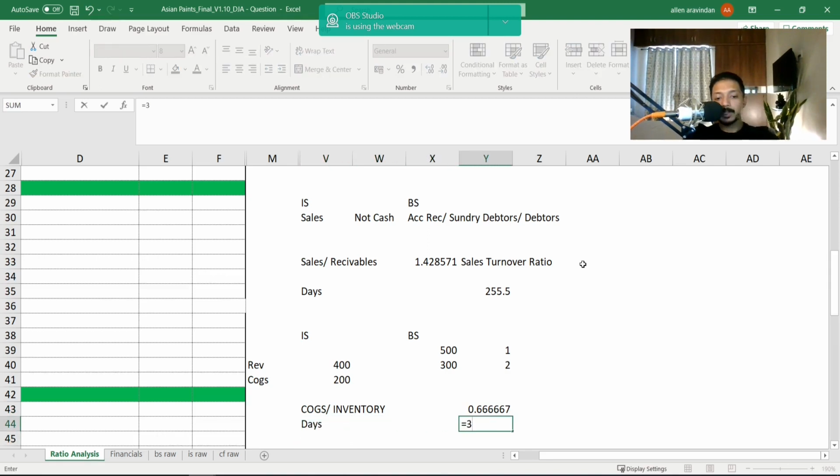So again, the same structure, 365 divided by the inventory turnover ratio, right? So what you're trying to say is that your inventory gets sold within 547 days, right? That's all you're saying.